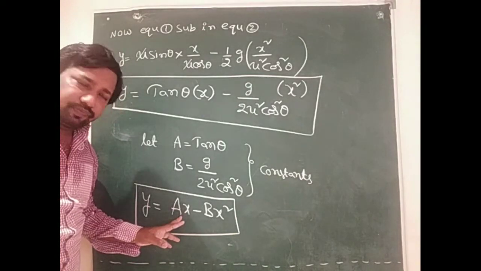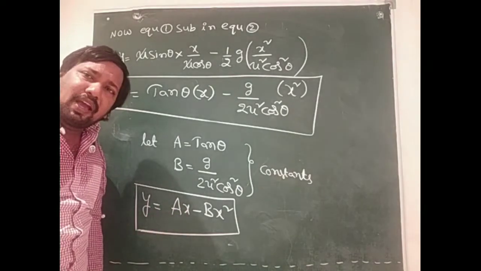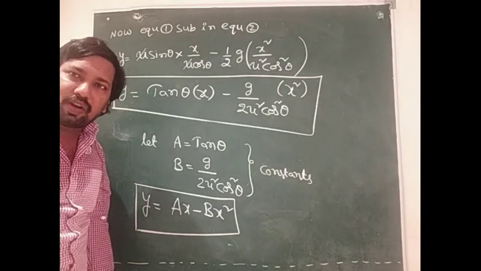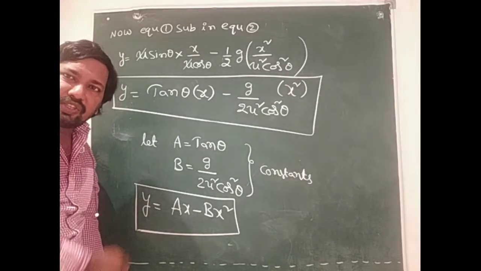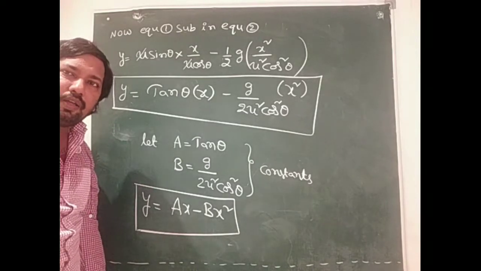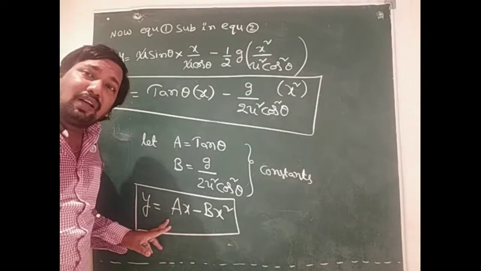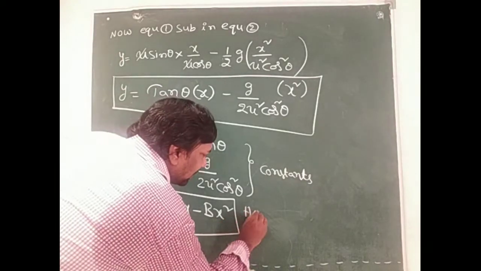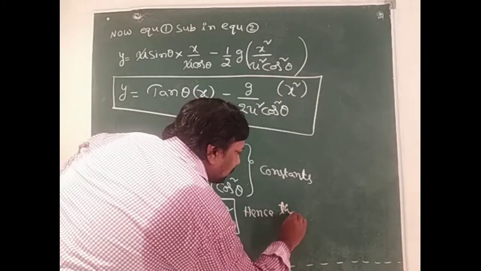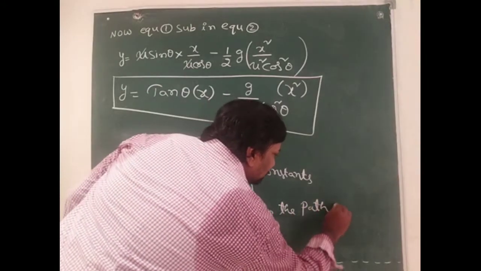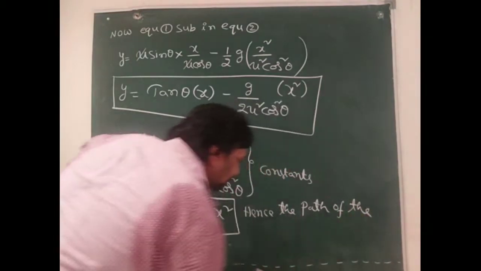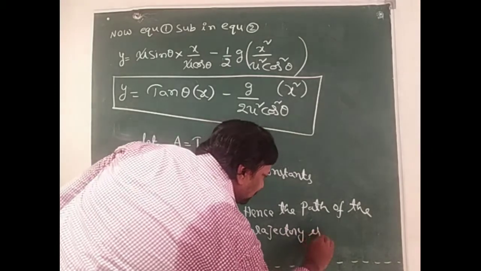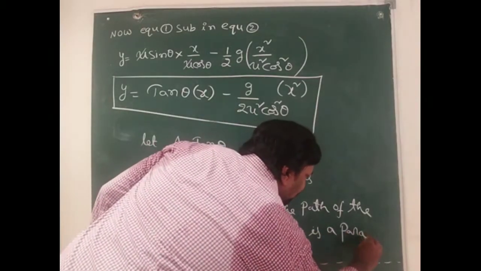So here y equal to ax minus bx square, this equation is represented by the parabola. So now the path of the trajectory is a parabola. Hence the path of the trajectory is a parabola.